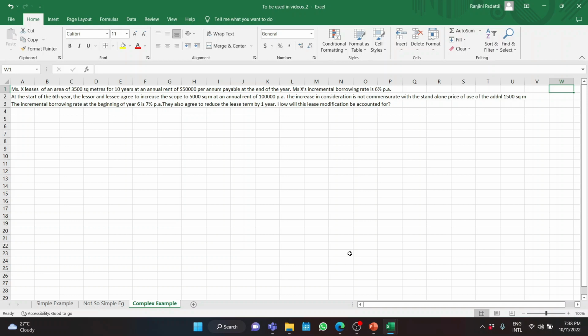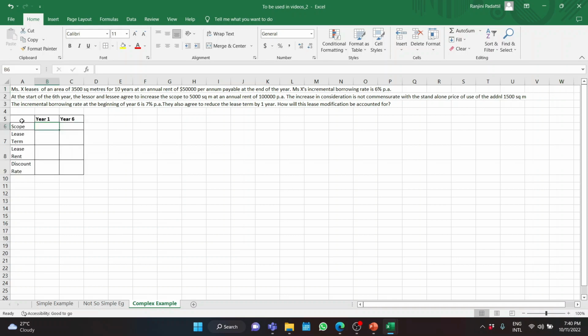So over here you see there are 2 very important lease modifications. The first one is there has been an increase in scope and rent. The second one is there has been a decrease in the lease term. Let's make a summary before we start solving the example. The scope at the beginning is 3,500 square meters. The lease term is 10 years. The lease rent is 50,000 per annum and the discount rate is 6%.